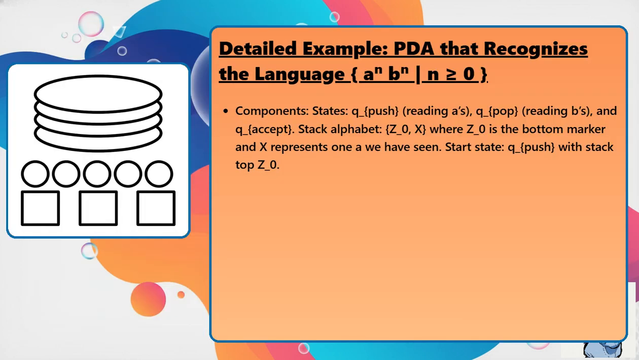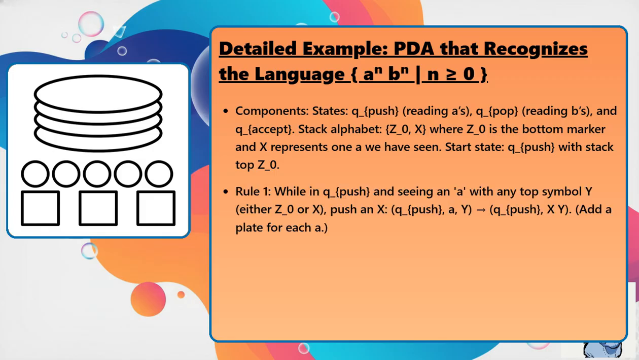Components. States: q_push reading a's, q_pop reading b's, and q_accept. Stack alphabet: Z0 and X, where Z0 is the bottom marker and X represents one a we have seen. Start state: q_push with stack top Z0. Rule 1: while in q_push and seeing an a with any top symbol Y, either Z0 or X, push an X, add a plate for each a.